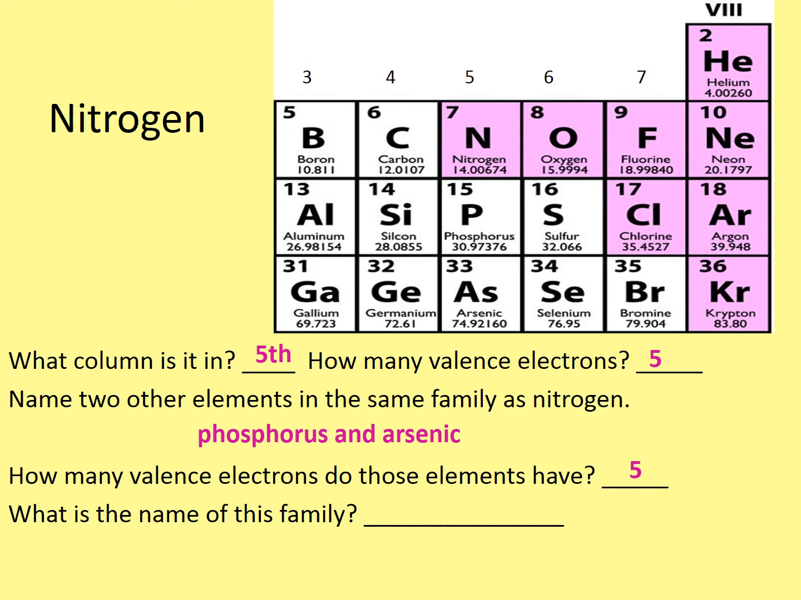And then a second ago, I had the different names of the families. Now, not every family is named after an element, but this particular family is. It's called the nitrogen family because nitrogen is the first element in that column. Now that you've got these skills, let's put them to the test.